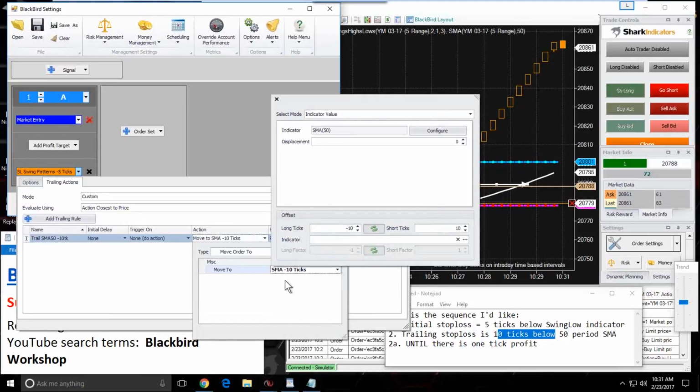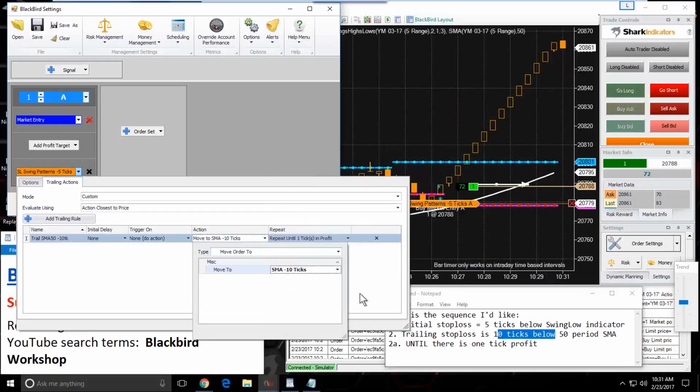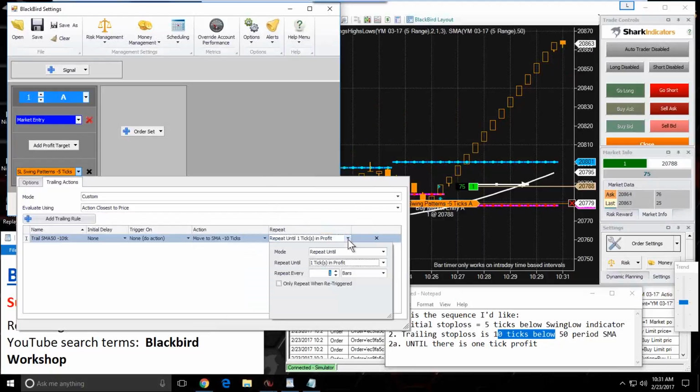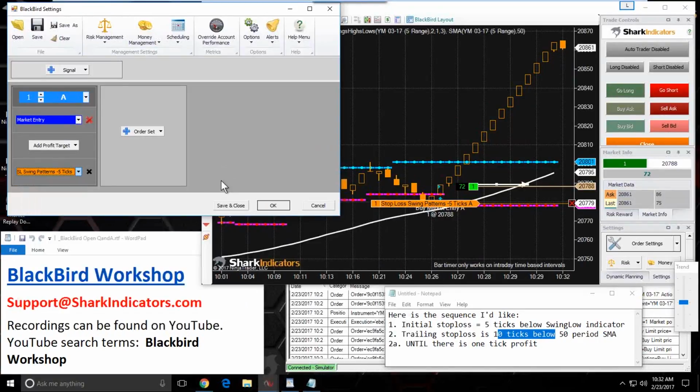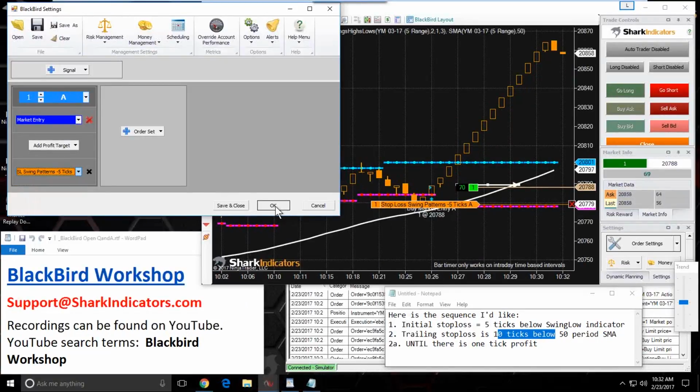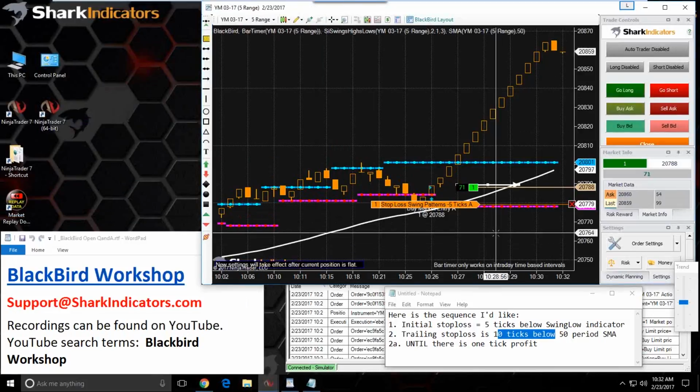Alright, the indicator setting looks good. We do have minus 10 ticks. Alright. Everything looks correct initially. Well, that does look like the correct way to do it.